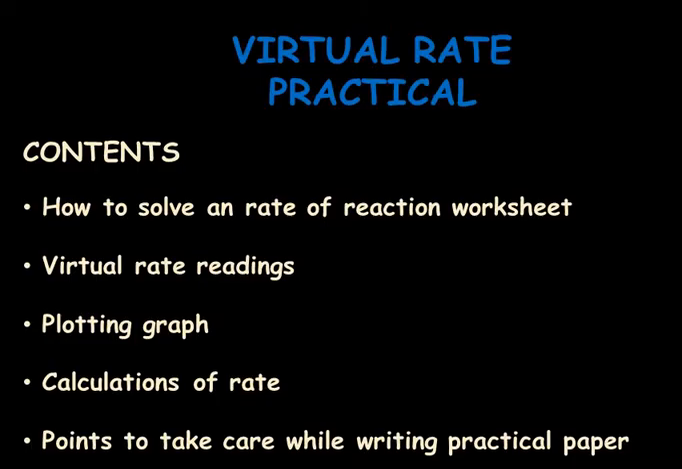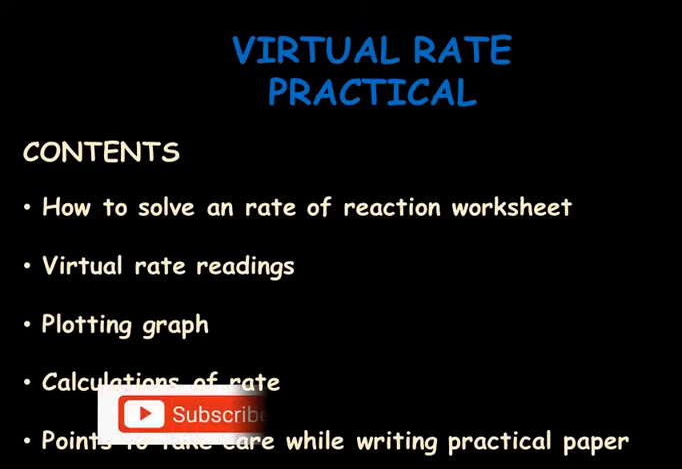In our earlier videos, we had seen the virtual readings and practical of titration and enthalpy. In this video we will continue with how to solve a rate of reaction practical worksheet with virtual rate readings, plotting a graph based on these readings, and then we will learn how to go about the further calculations of rate. At the end we'll discuss what points to take care of while writing the practical paper of rate, so that even though we have done the full practical correctly, we don't lose marks.